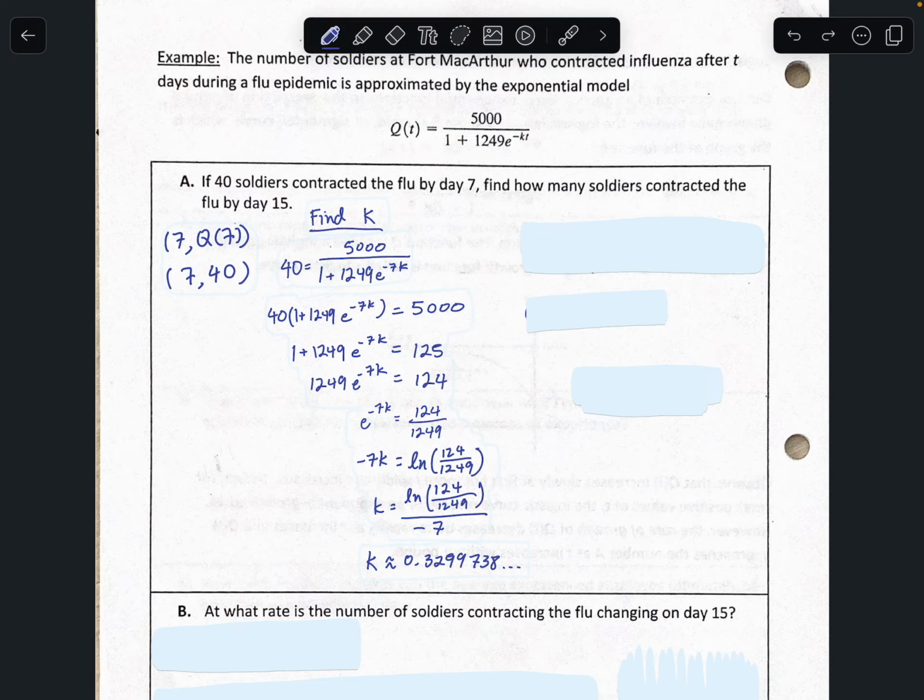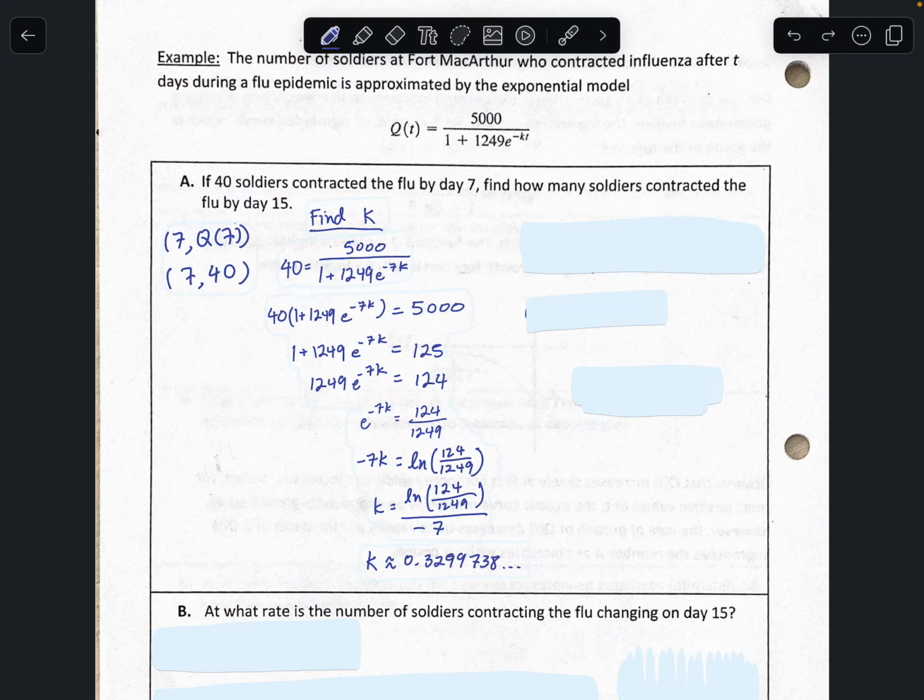We're not going to round. We're going to use our calculator functions to our advantage, and we're going to be able to copy and paste this entire decimal so we can try to keep our answer as accurate as possible. So I'm going to take that k value and plug it into the function along with the day that I want to find.